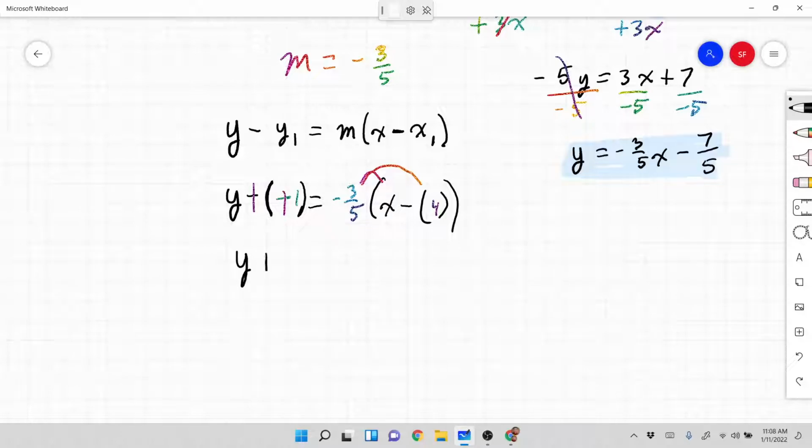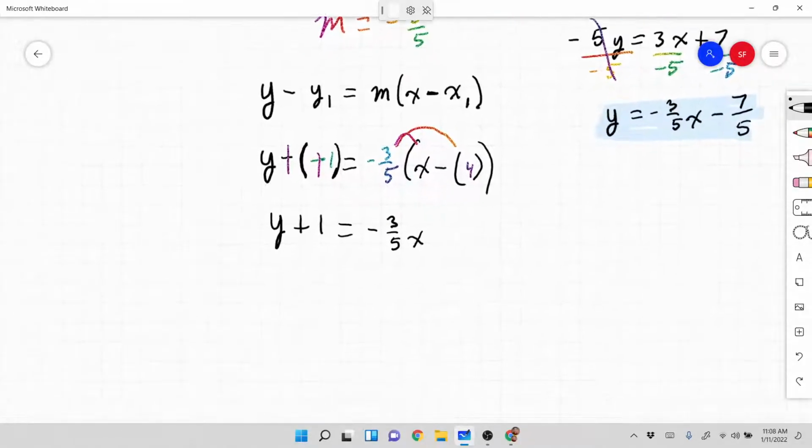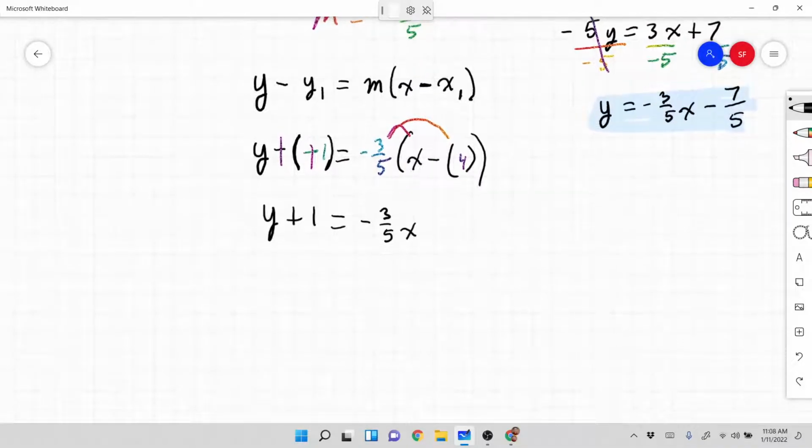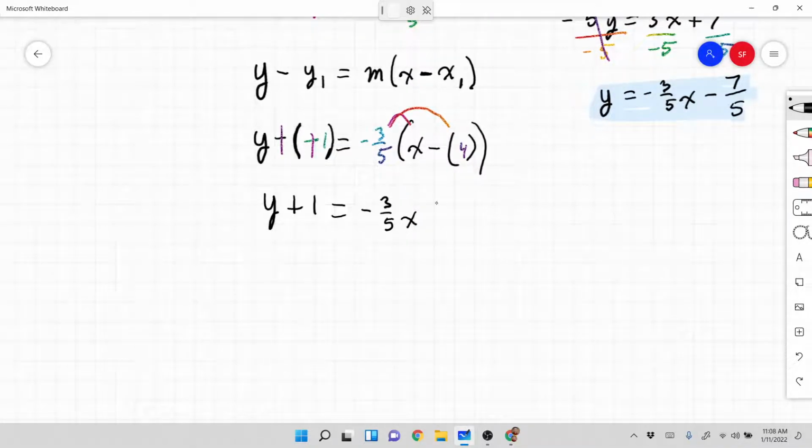So y plus 1 equals, what's negative 3/5 times x? Negative 3/5 x. What's negative 3/5 times negative 4? Negative 4/5. No, it's negative 12. It would be negative 12/5. What should we do now?